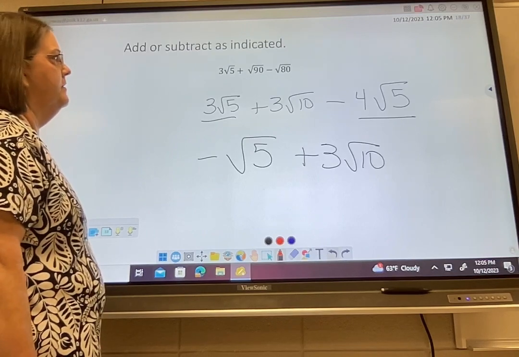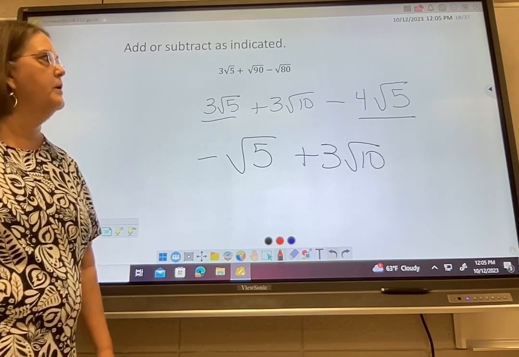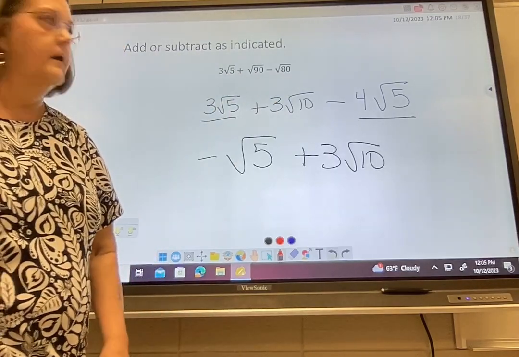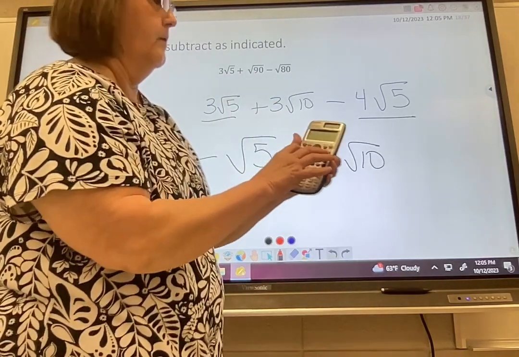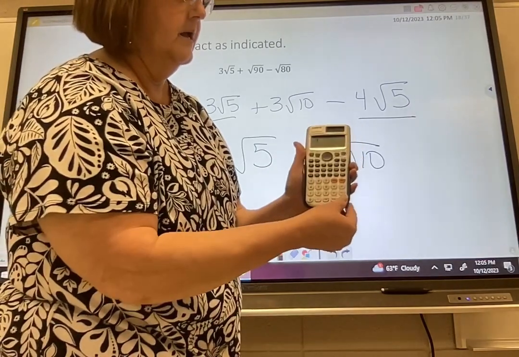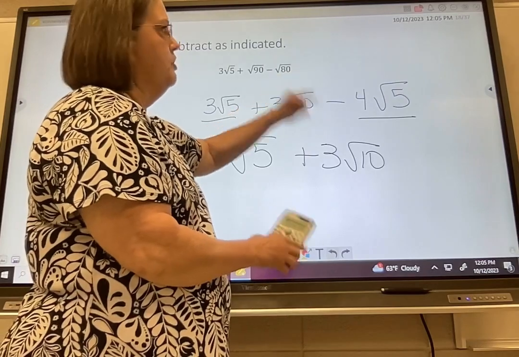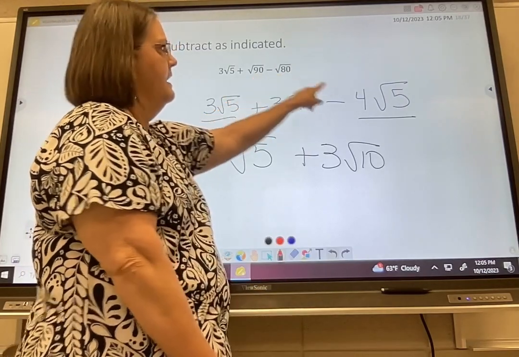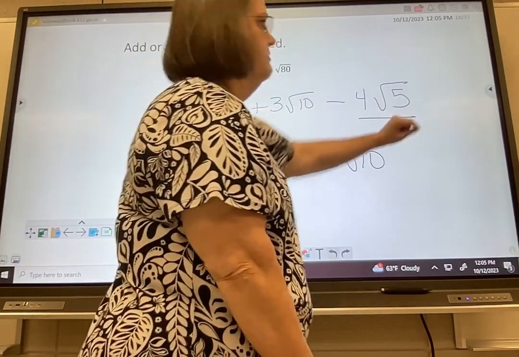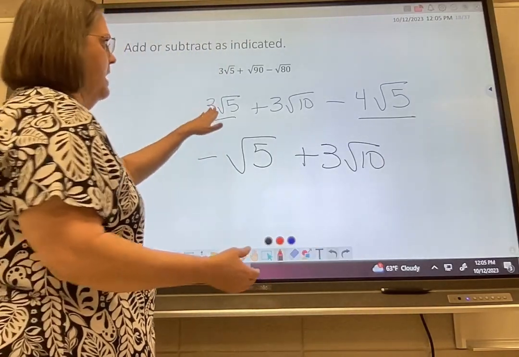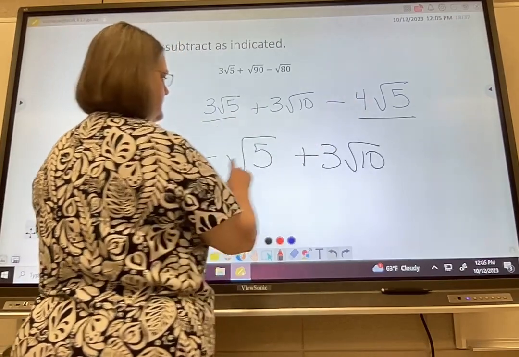All right, this one, now, your calculator will not handle all this. So what you can do is just take square root, hit the 90, hit equals. It tells you that is 3 square roots of 10. Then when you put in square root of 80, it'll tell you that is 4 square roots of 5. And then you put like terms together. So +3 and -4 is -1.